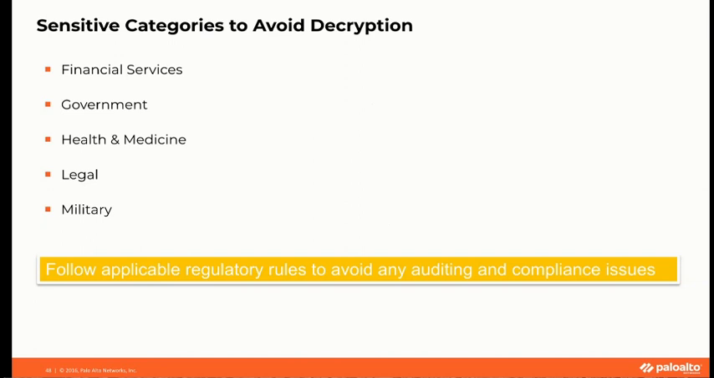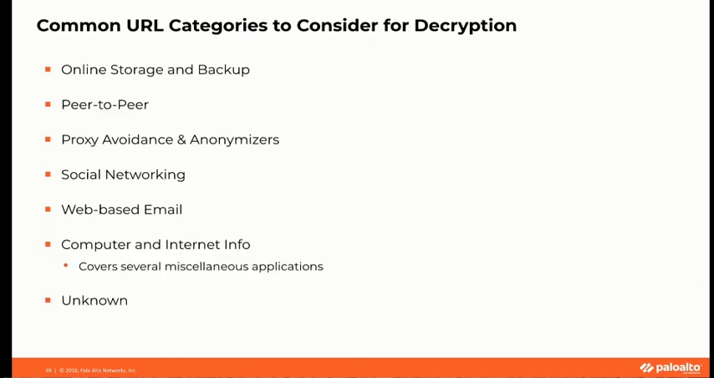Sensitive categories you can always avoid, as I mentioned in one of my previous slides: financial services, government, health or medical, and legal or the military. You can avoid decrypting all those categories. And make sure that you are considering common URL categories for decryption, which are online storage and backup, peer-to-peer, proxies, social networking, web-based email, computer internet information, and any unknown traffic.